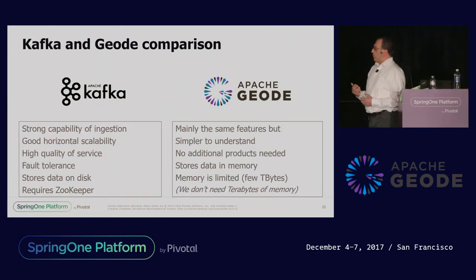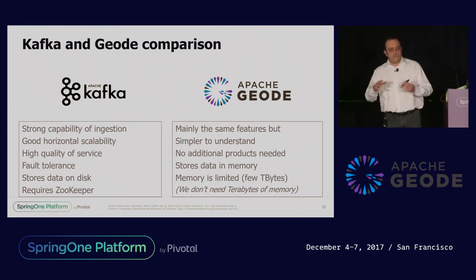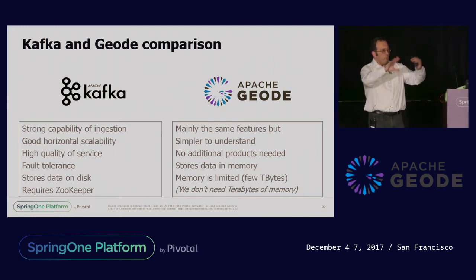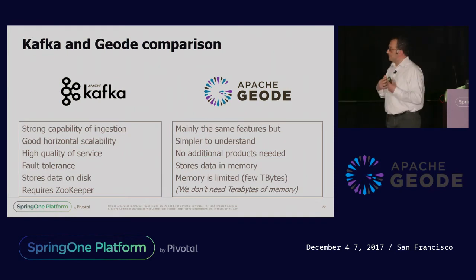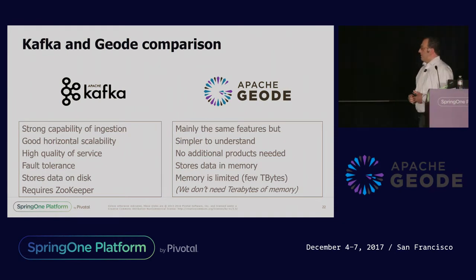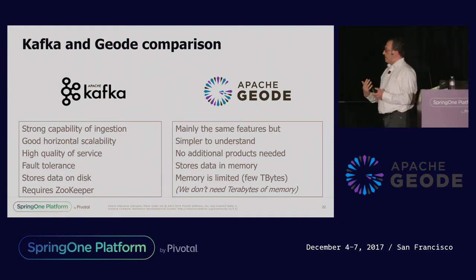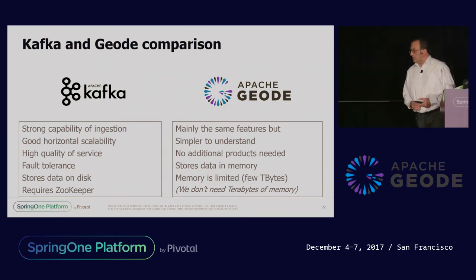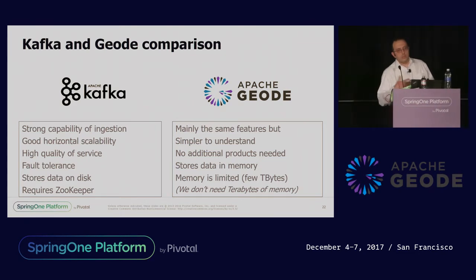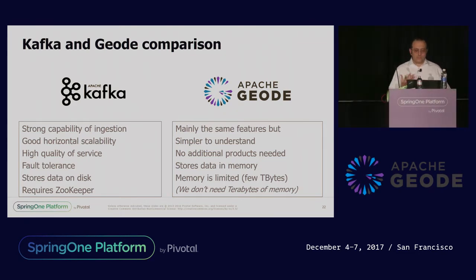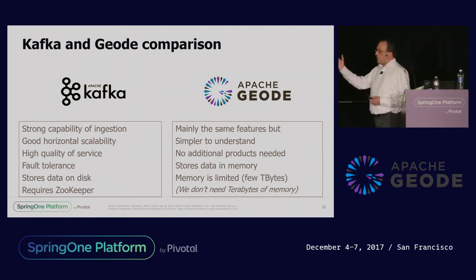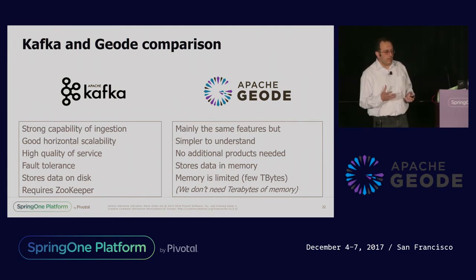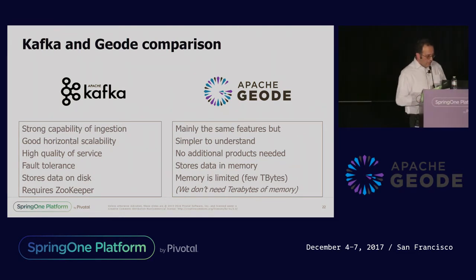So if we want to compare Kafka and Apache Geode for our project, I don't say for all the other projects, but for our project, we had mainly the same features. We found that Apache Geode was a bit simpler to understand. It did not require an additional product. But our colleague and friend said, yeah, but you store your data in memory. It's fast, it's faster than the disk, but you are limited in memory. You say, yes, we are limited in memory to a few terabytes. We just need a few gigabytes for our project. So it was not a problem.